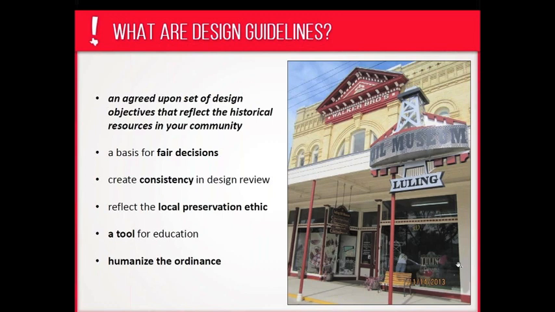What are design guidelines exactly? By definition, they're an agreed upon set of design objectives that reflect the historic resources in your community. They are supplementary to the ordinance and should be used as an educational tool that provides guidance to property owners, commissioners, and city staff in a clear way. They are a document that is created locally that outlines the preservation best practices and urban design principles for your community. They specify in what way building parts or features should be treated and repaired while allowing for more creativity in the details of additions and new construction.